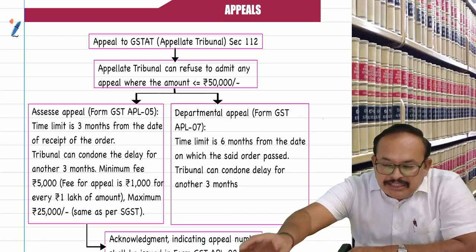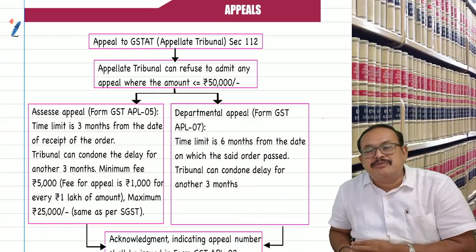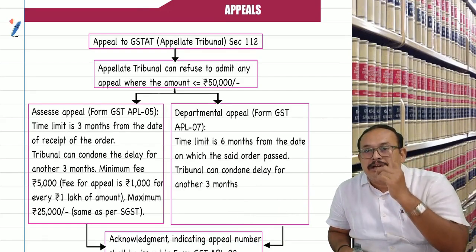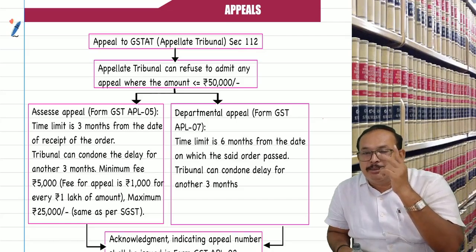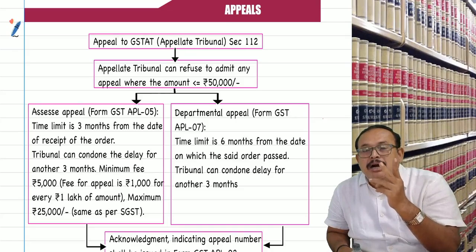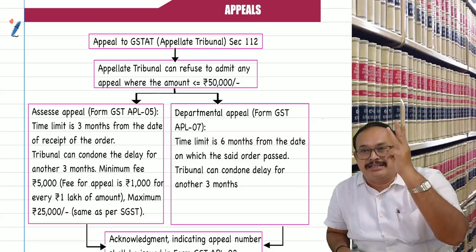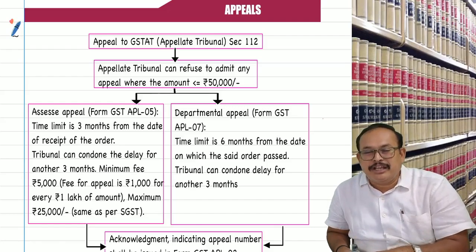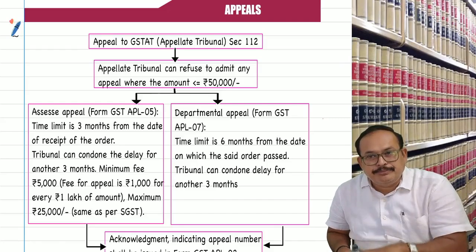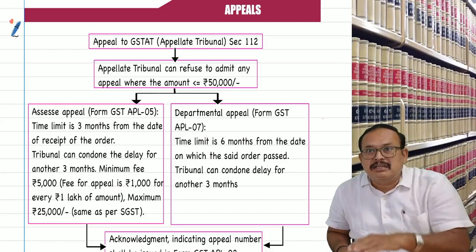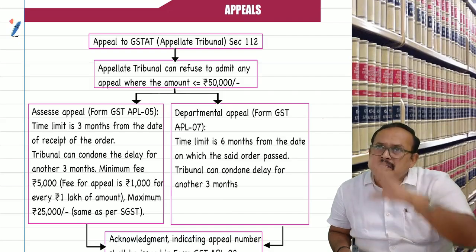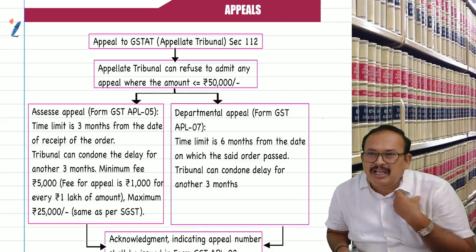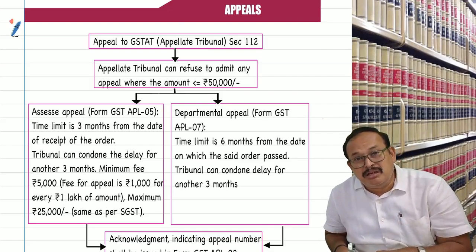Appeal form GST APL 05, application for appeal by the taxpayer against the order of 1. Joint Commissioner Appeals, 2. Commissioner Appeals, 3. Order revised by Revisional Authority. See, an order passed by the Joint Commissioner for, let us say, 2.5 crore. This has been revised by the Commissioner to 3 crores. Already for 2.5 crores, I am crying. You ask me to pay 3 crores.